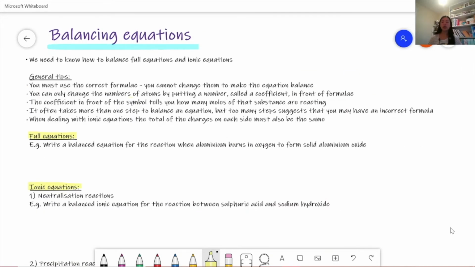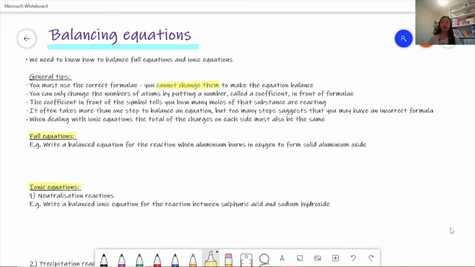So now we're going to talk about balancing equations, and we need to know how to balance both full equations and also ionic equations. And we have a few general tips that can help us. So the first is that we have to use the correct formulae, and we can't change them to make the equation balance. And what we mean by that is that, for example, if we look at sodium hydroxide, we have the formula NaOH, and say we need another sodium. We can't change this formula to Na2OH because that's not sodium hydroxide anymore.